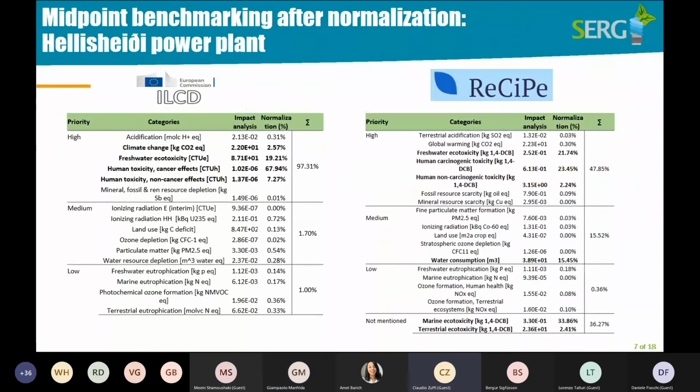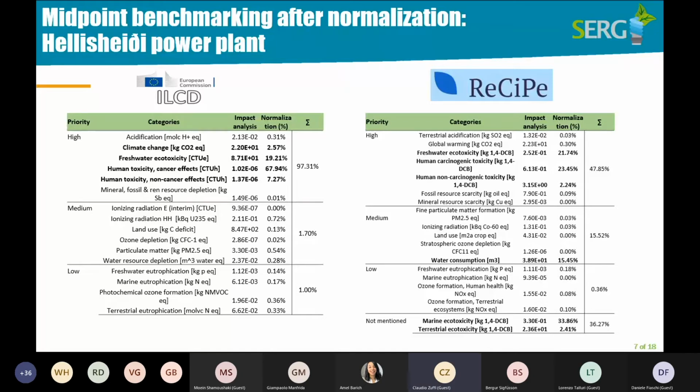So, for example, we compare the Elishidi power plant at a midpoint level with 2 different methods. In this case, the normalization is used to understand how relevant some categories are compared to others. So you can see the difference between these methods and the type of results that are obtained. ELCD gives the biggest contribution to high priority compared to ReCiPe.